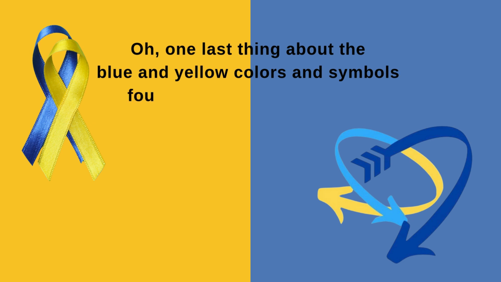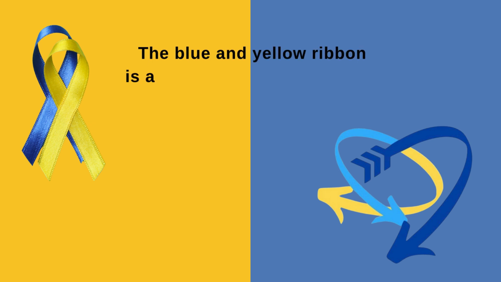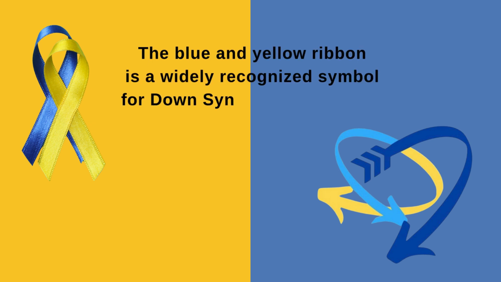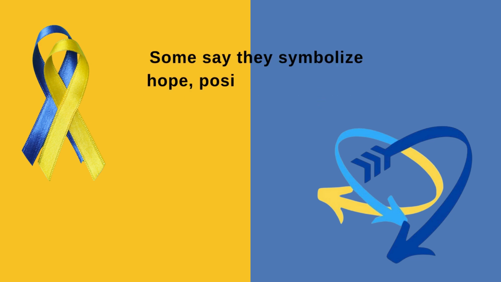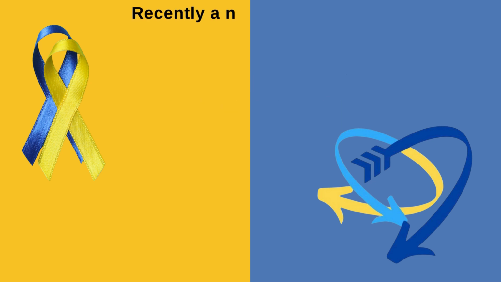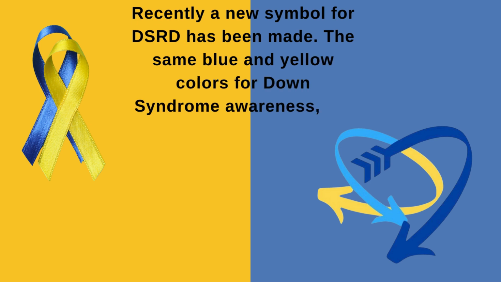Oh, one last thing about the blue and yellow colors and symbols found throughout this video. The blue and yellow ribbon is a widely recognized symbol for Down syndrome awareness. Some say they symbolize hope, positivity, and unity within the community. Recently, a new symbol for DSRD has been made. The same blue and yellow colors for Down syndrome awareness.